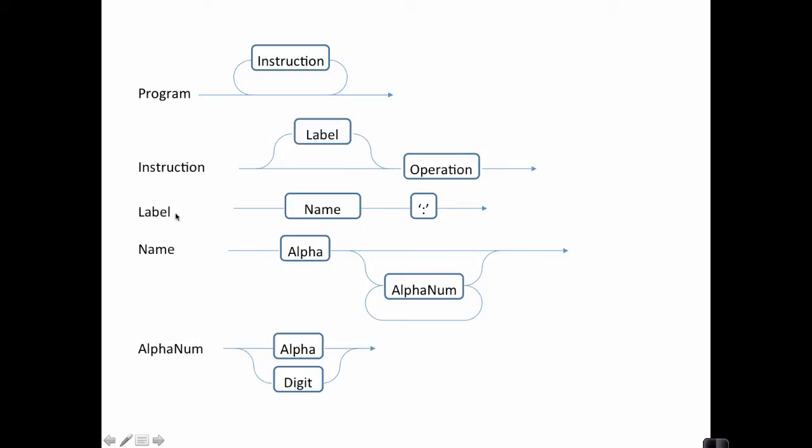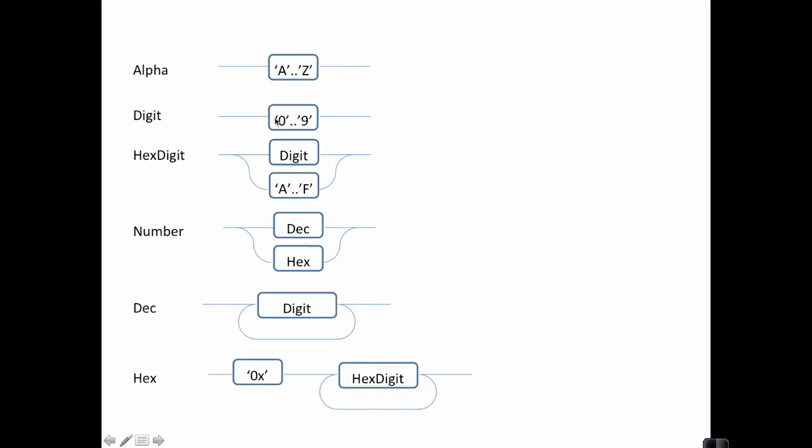A label, in turn, is made up of a name and a colon, and the name is an alpha character followed by an alphanumeric character, 0 or more of these, as you can see, and an alphanumeric character is either an alpha character or a digit. So basically what this means is we have to have an alpha character, and then we can have 0 or more alphas or digits. As we continue to look at the grammar, we see that an alpha is defined as the constants character A through Z, and digits are 0 through 9.